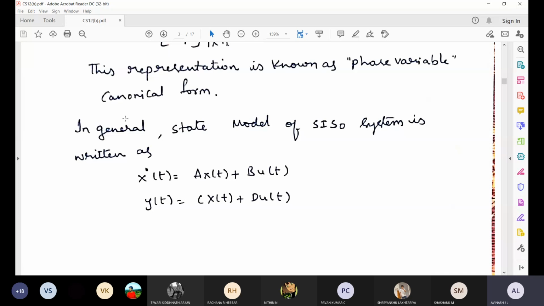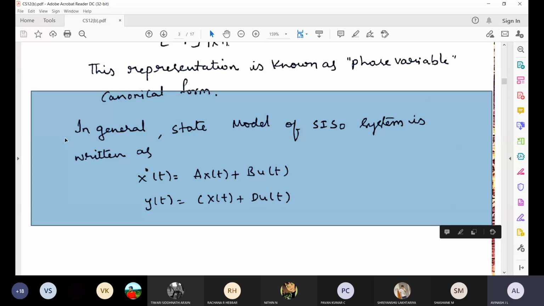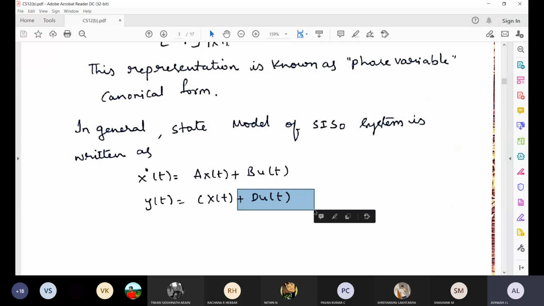Now, after understanding that, if we are representing the same thing in a general way, I can say that the state model of a single input, single output system is written as x dash of t equal to A into x of t plus B into u of t, and y of t equal to C into x of t plus D into u of t. 90% of the time D into u of t will not come into the picture, because input also we have taken. That is the general equation. The general equation will not hold good for many of the things. So after that, we can go for the next thing.